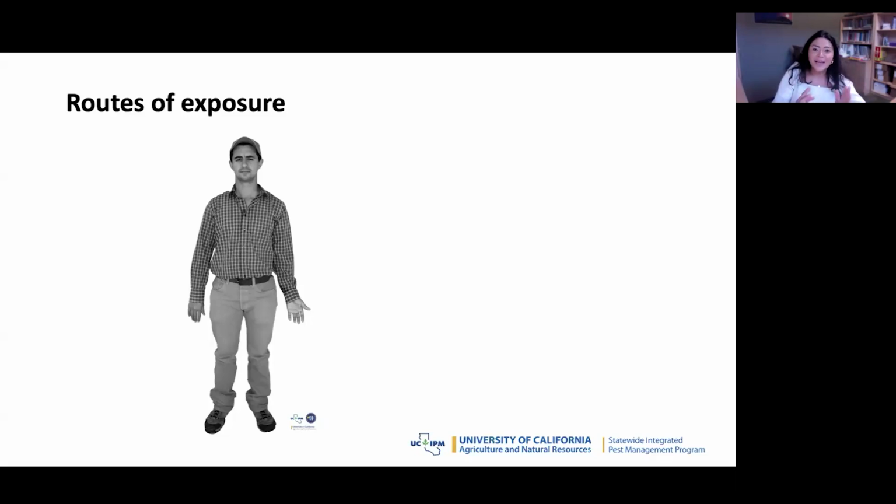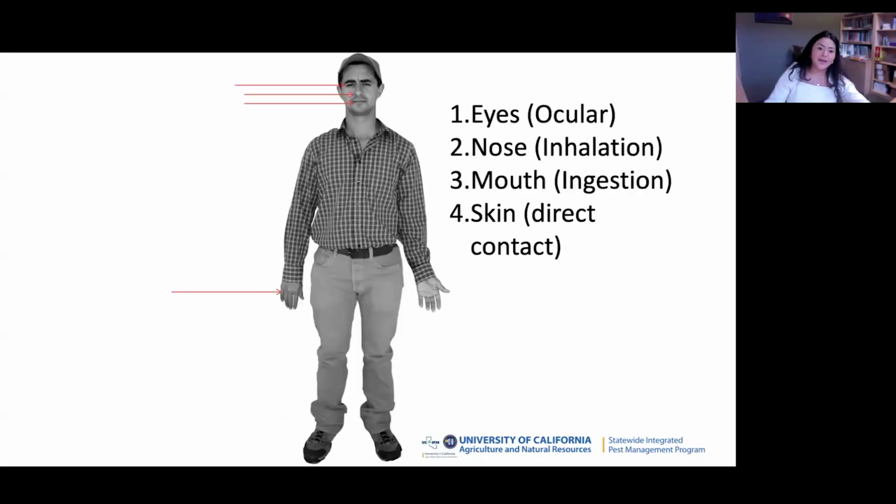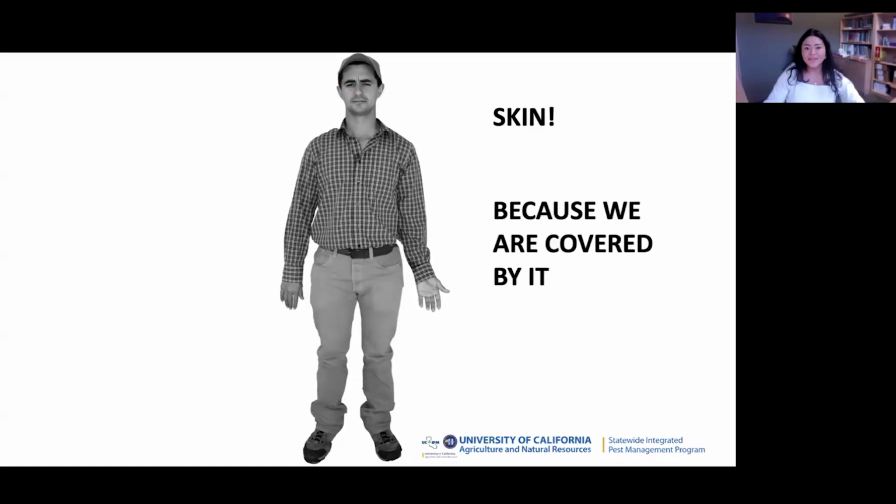But we know that there are 4 routes of exposure to pesticides for applicators, and even maybe for bystanders or people that work in areas where pesticides are applied. Typically, pesticides and pesticide residues will enter via eyes, nose, mouth, and the skin. Maybe at a pesticide safety training that you have attended in the past, you might get the question, which way is the more common for pesticides to enter the body? And this will be the skin.